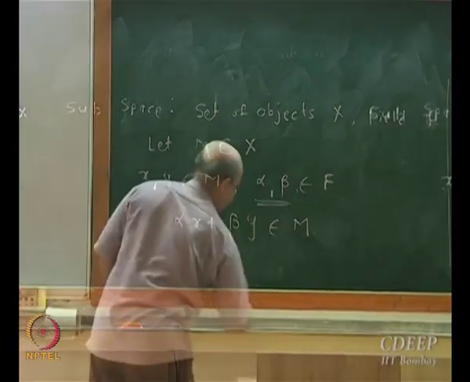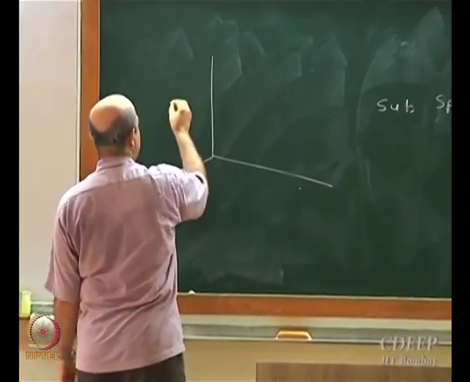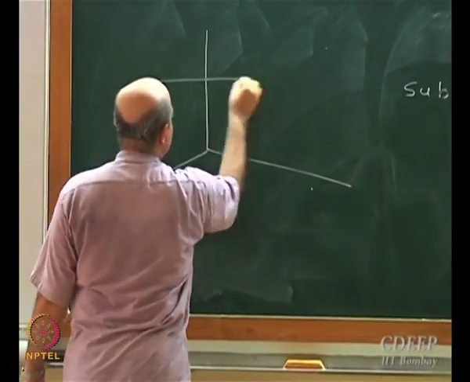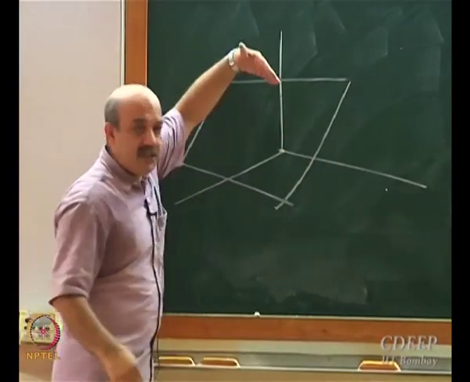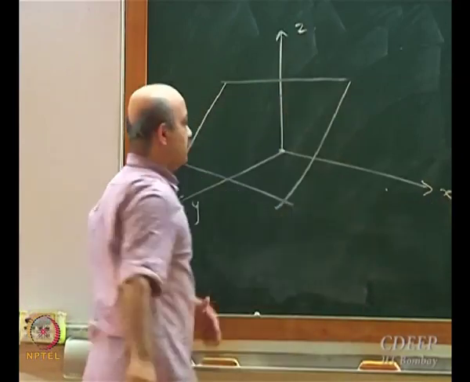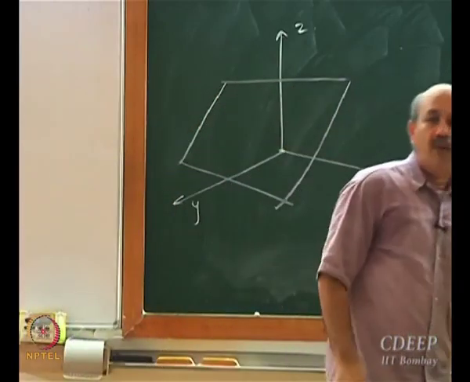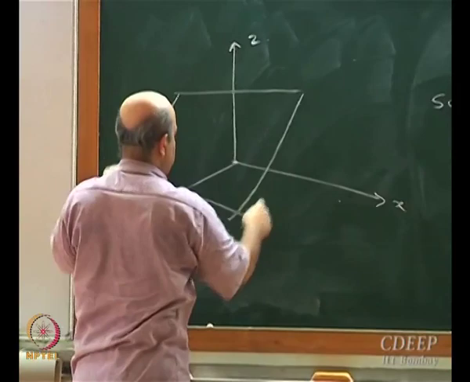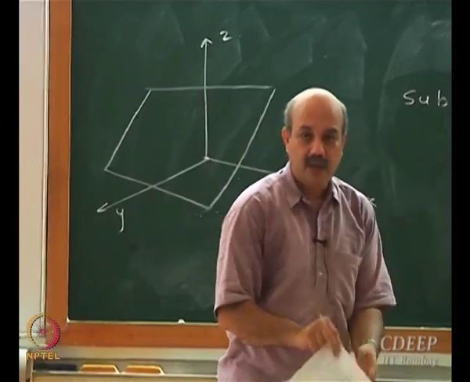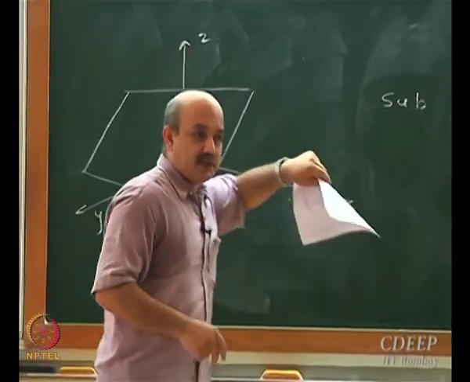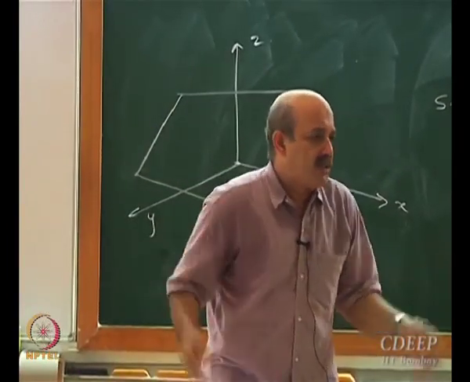Let me try to draw a subspace. Imagine this square, a plane which passes through the origin. Now there are two scenarios. One is that this is a finite set, only like a piece of paper. Just look at this piece of paper which is passing through the origin. It is of finite size, and it is passing through the origin. Will it form a subspace? Just because it passes through the origin, will it form a subspace?